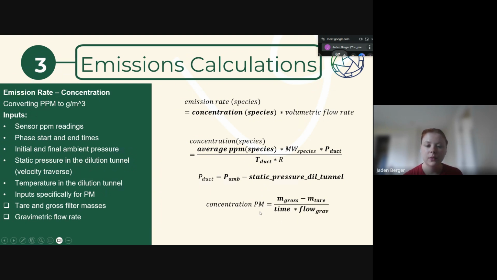For PM, the concentration is just a little different. It's basically your filter mass divided by the time and the flow rate of your gravimetric system. And that will get us that same grams per meter cubed of concentration.